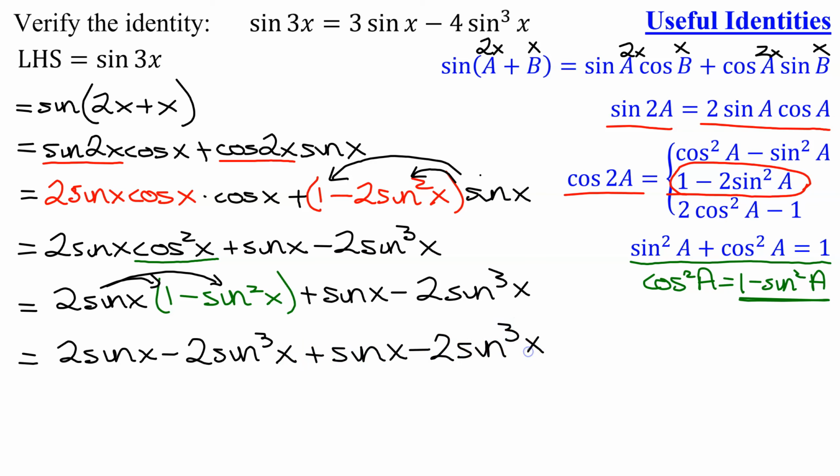Now the only thing left is collect up like terms. I have 2 sine x plus sine x is 3 sine x. Then I have negative 2 sine cubed x minus 2 sine cubed x. So that's negative 4 sine cubed x. And is that my right-hand side? 3 sine x minus 4 sine cubed x. So that equals the right-hand side.